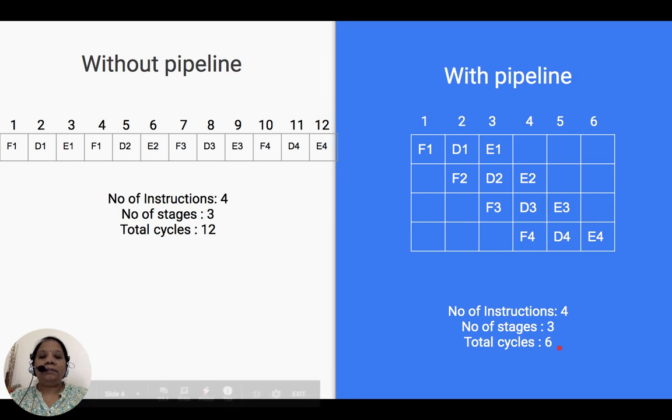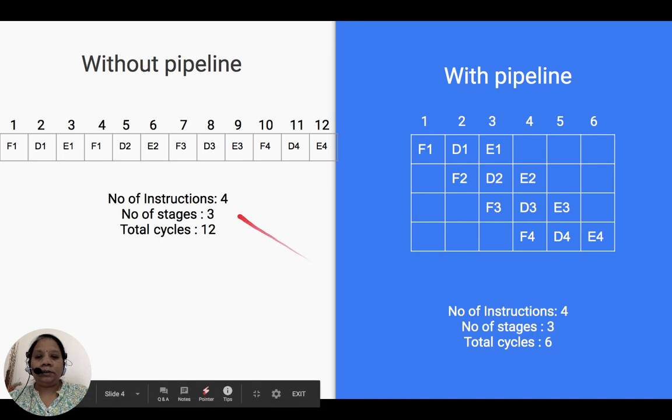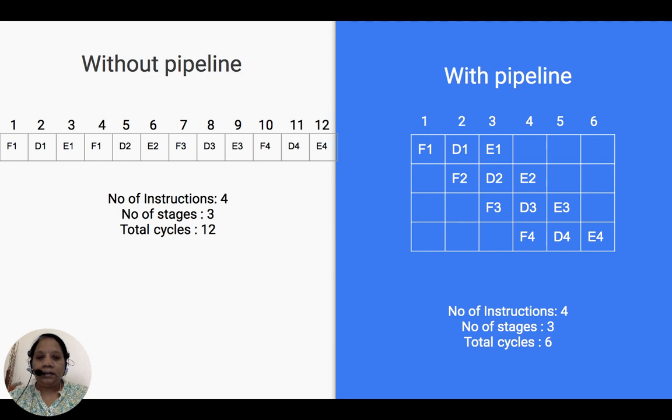So now you would tell me what is the time saved when it is a processor without pipeline and a processor with pipeline. Are you telling that it is 50% time saved? It may not be true, because the number of instructions is less, it is only 4 instructions, so it looks as if 50% of time is saved.